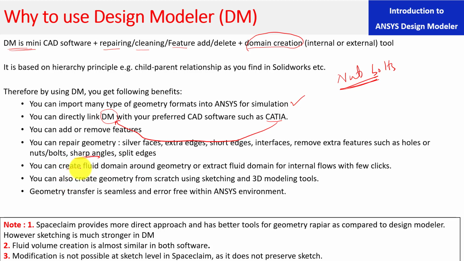And then you can create your fluid domain around the geometry or extract the domain from the inside of some internal geometries. You can also create geometry from scratch like you do in any CAD software, using sketching and planes. And the geometry transfer is seamless and error-free within the ANSYS environment. So you import geometry into the Design Modeler, and then after making any changes or no changes at all, you can transfer to the next module in ANSYS. And there are some differences which are written here.